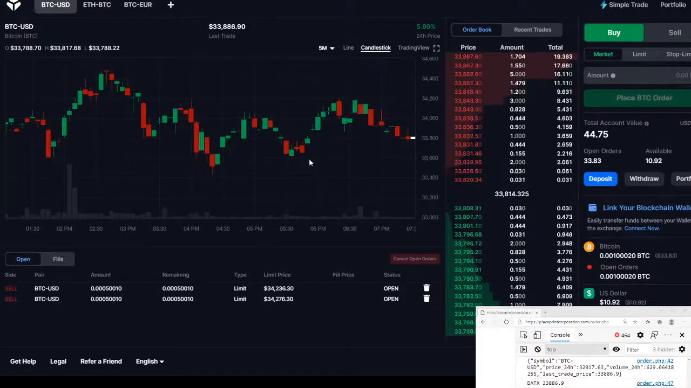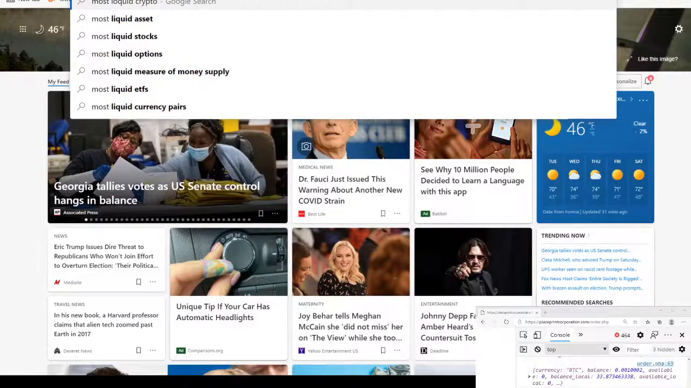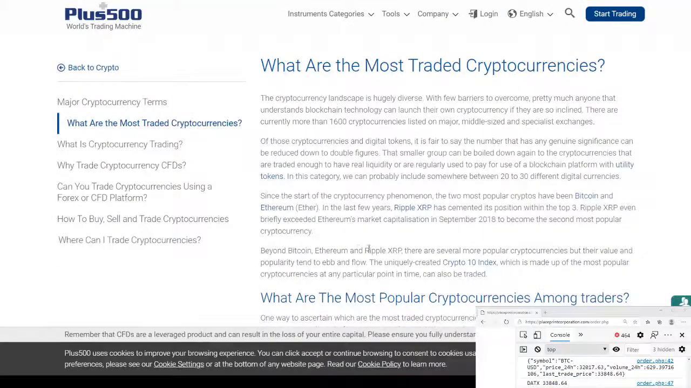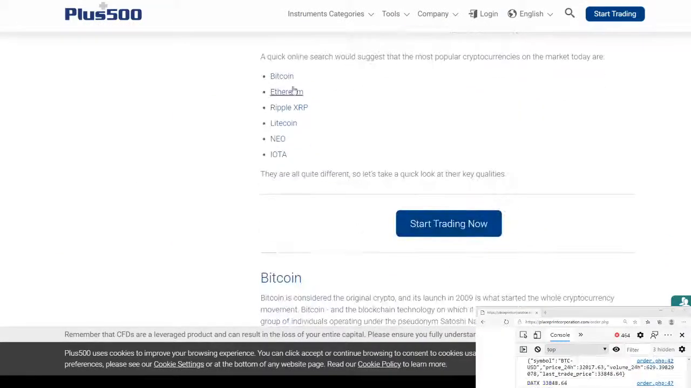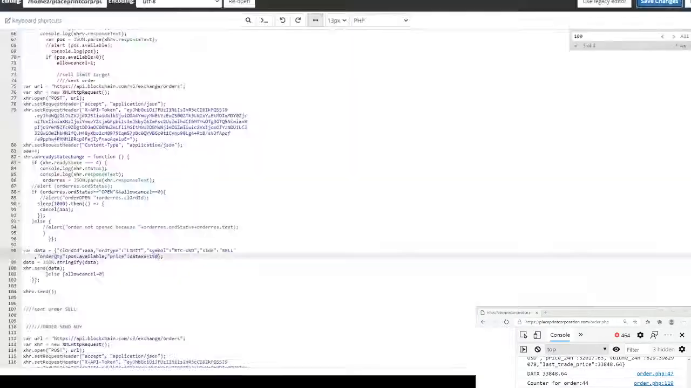On Ethereum and, let's look, most liquid crypto, Bitfinex. No, what are the most liquid, most traded currencies? Bitcoin, Ethereum, XRP. We're not going to do XRP. We're going to do Bitcoin and Ethereum. All right, so what we're going to do is we'll take our script here.